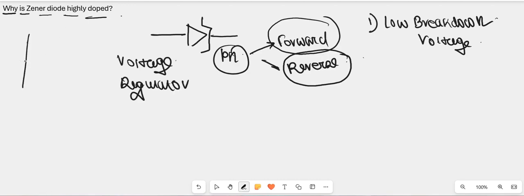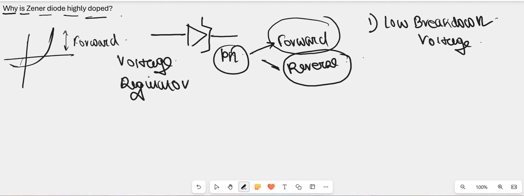Because if we see the curve of a PN junction diode, it is somewhat like this. This is the forward bias case. As we can see, as the forward bias voltage is increasing, the current is gradually increasing. But as the reverse bias is increasing, the current is very minimal. So this is the characteristic of a PN junction.